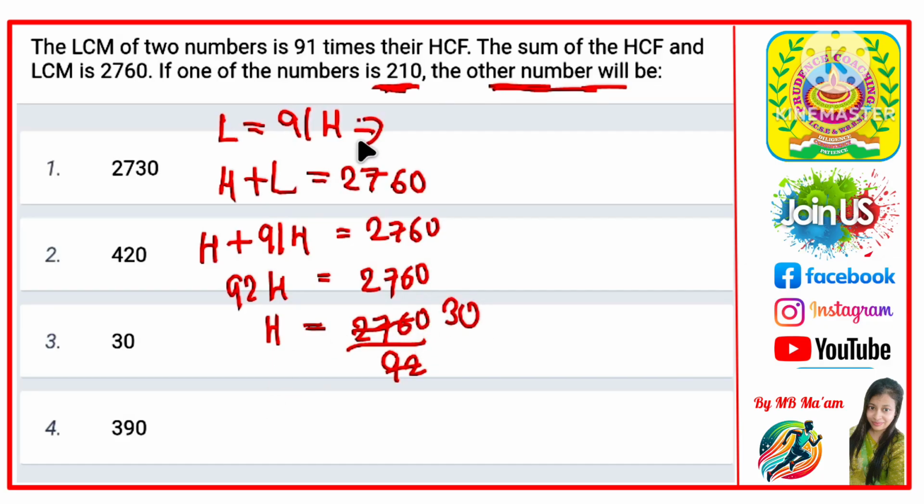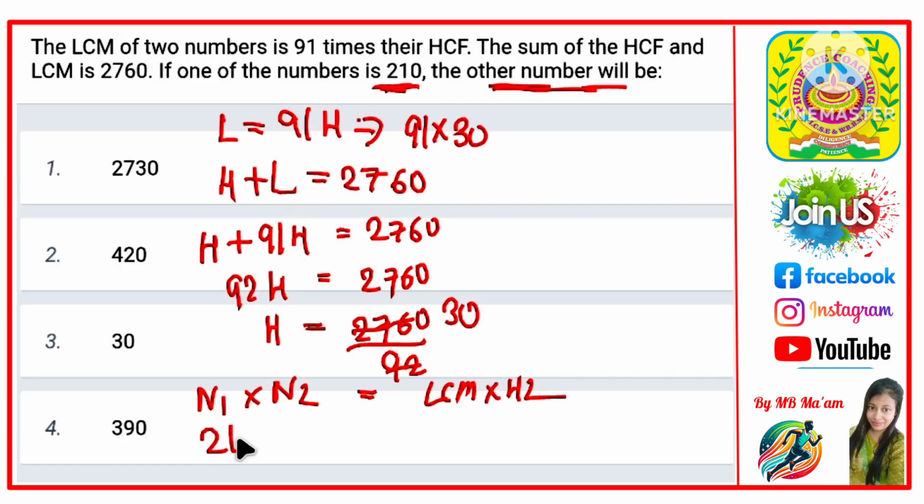As the HCF is 30, you can find out the LCM, that is 91 into H, that is 30. This is the LCM, and you will apply the basic formula, that is N1 into N2. If you multiply, you will get LCM into HCF. So N1 is given over here, 210, and another number we don't know, let it be X. This will be equal to LCM, that is 91 into 30, and HCF is 30.